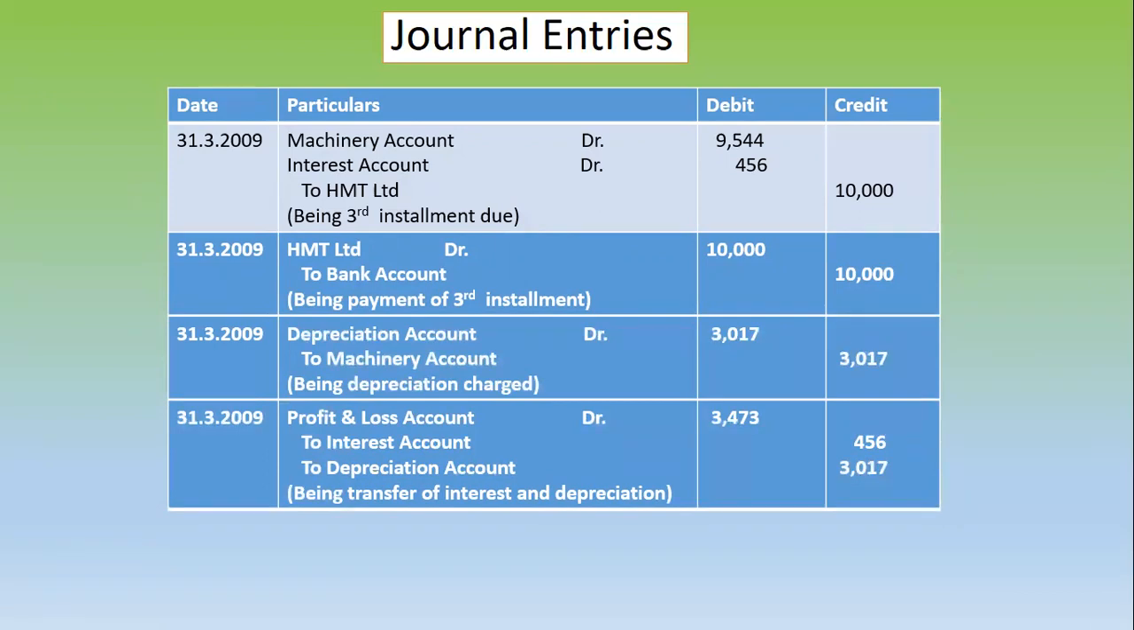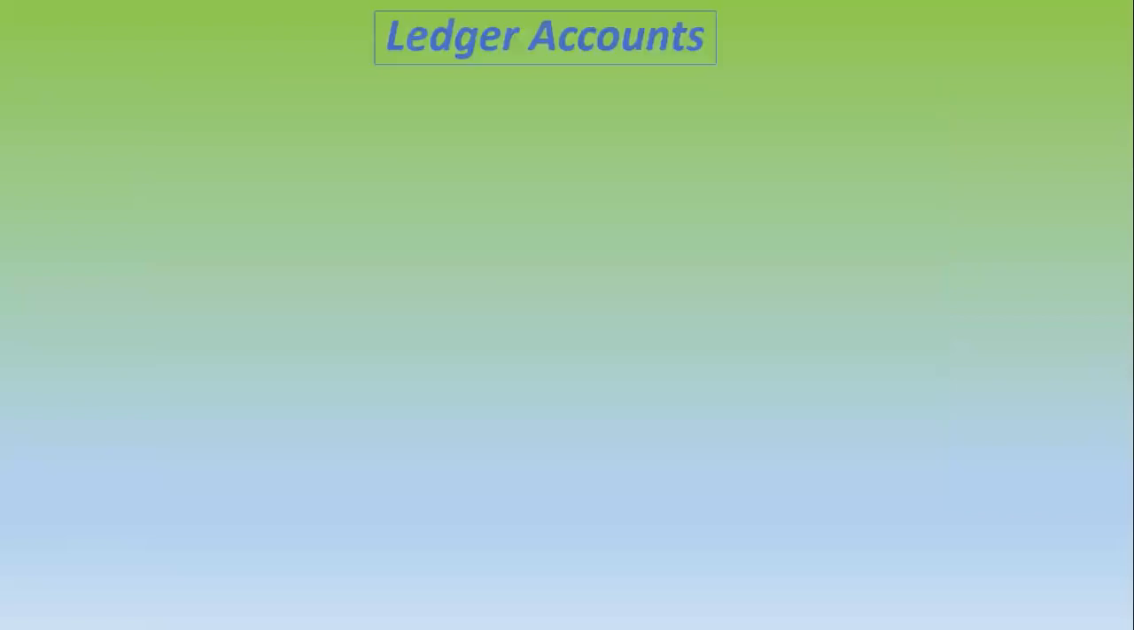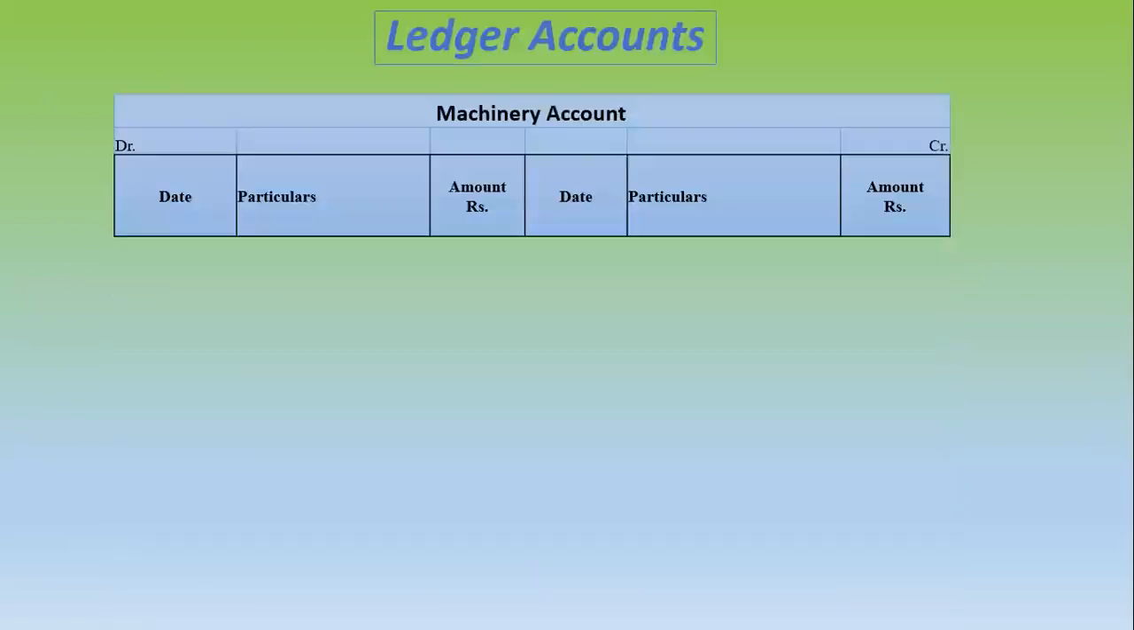Right, now we have passed journal entries for all the three installments. Now we can move on to the ledger accounts. So for ledger accounts, we can create the first one for machinery account. Ledger accounts will always have debit columns and credit columns. The debit side will have three columns: date, particulars, amount. In the same way for credit also: date, particulars, and amount.